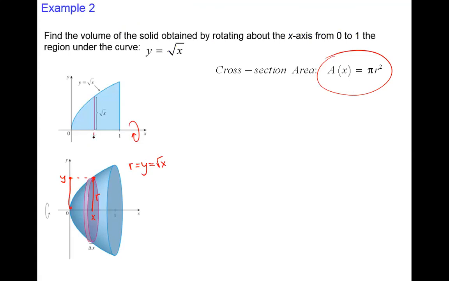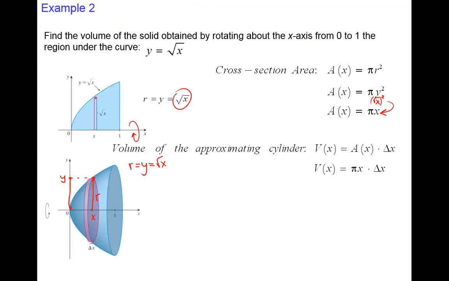Because you can think, if this is 1/2, the radius will be square root of 1/2. If this is 1/4, the radius will be square root of 1/4. Right? That means square root of x. Okay, instead of y, we have to substitute square root of x squared, which is pi x.